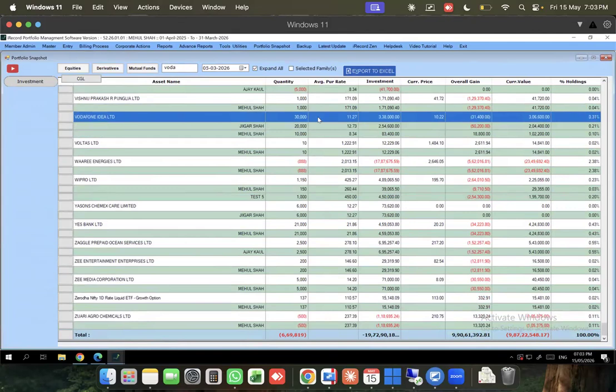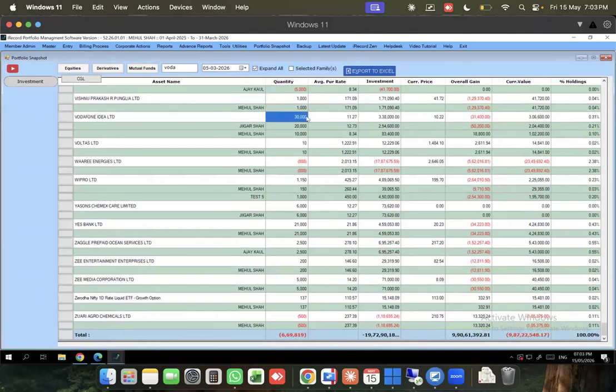Vodafone as a script is available for you to track at a family level, Shah family, and also at a member level, Jigar Shah and Mehul Shah. So the total is 30,000 quantity held for Vodafone in the family, and Mr. Jigar is holding 20,000 shares, Mehul is holding 10,000 shares. Both have different rates of purchase. Both have different amounts invested.